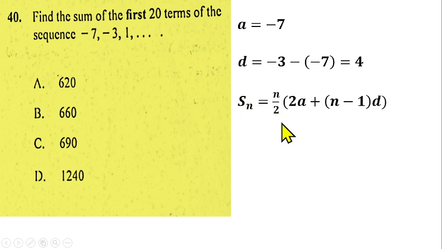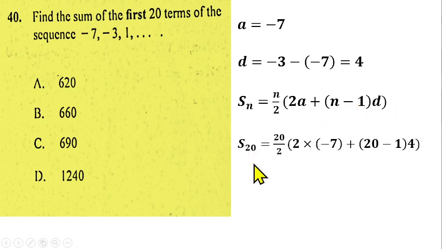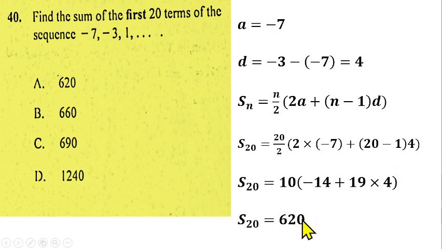So the first term is -7 and the common difference is 4. So that means the sum of terms in the AP is n over 2 into 2a plus n minus 1 multiplied by d. So from there, the sum of 20 terms is 20 over 2 into 2 times the first term, which is -7, plus 20 minus 1 multiplied by 4. That should give us 10 into -14 plus 19 times 4. If you simplify this, that should give us 624 as the sum of 20 terms, which is option A for question number 40.